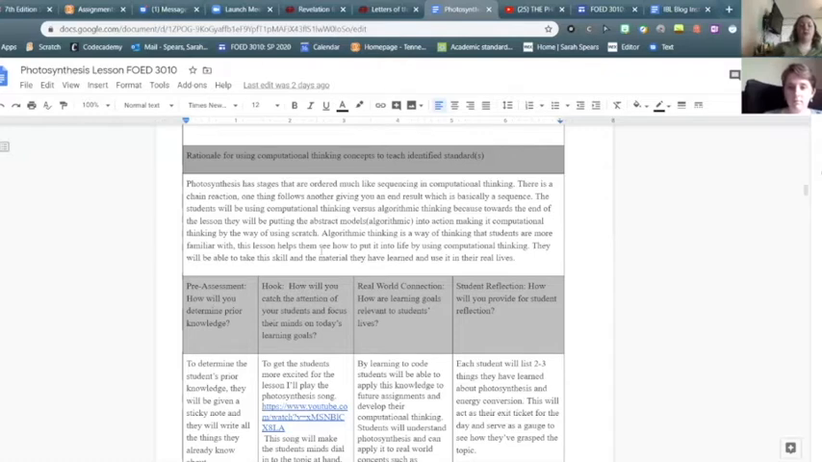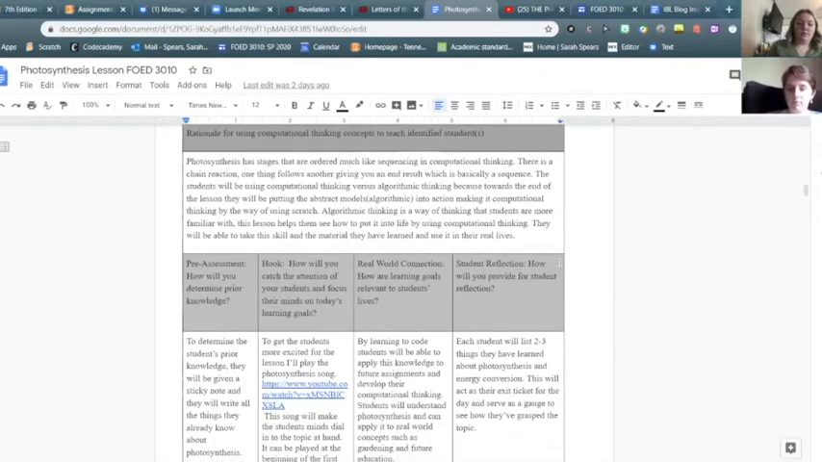And the students will use computational thinking versus algorithmic thinking, because towards the end of the lesson, they'll be putting the abstract models, which would be algorithmic, into action, making it computational by way of using Scratch. Algorithmic thinking is thinking that students are more familiar with, as they have seen, found out, and worked with. So this lesson is going to help them see how to put that into real life, transforming algorithmic thinking into computational thinking. And they'll be able to take this skill and the material they've learned and hopefully use it in their real lives, is the plan.